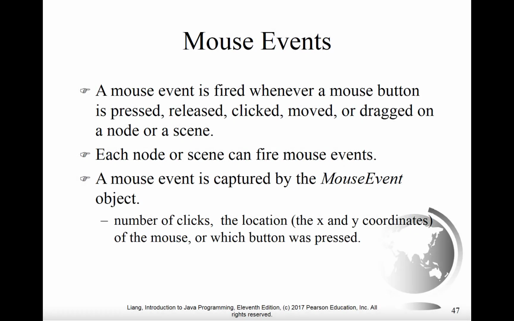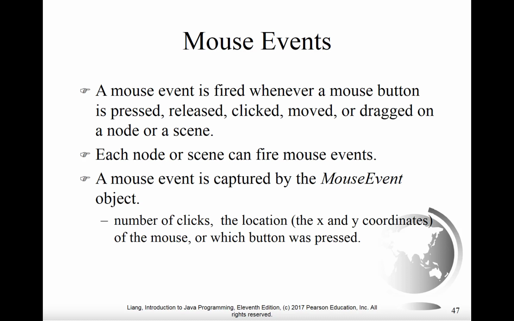Although it's true that you had to use the mouse to click on a button, the event in question was really a button event. We're going to look at actual mouse events now, which are different. A mouse event is something that's associated directly with things you do with the mouse, such as press and release keys, or move the mouse around, or drag an object around with the mouse on a node or a scene.